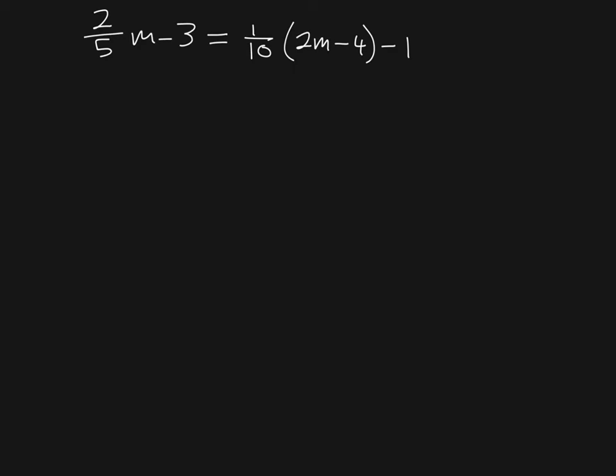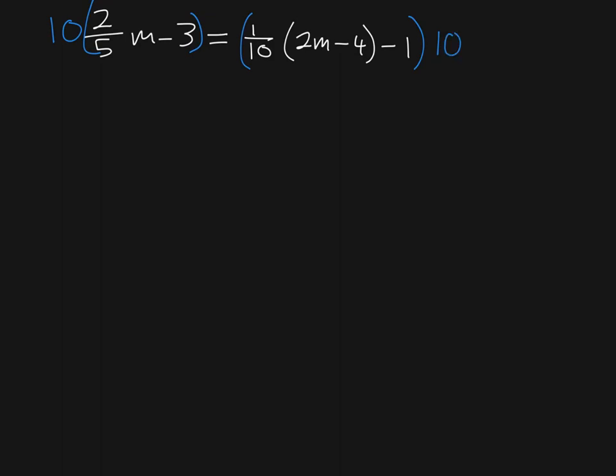Alright, last one. Same type of problem here. I want to multiply both sides by something that's going to eliminate both denominators of the fractions I have. 5 and 10, I know that 10 is divisible by 5 and 10. So I'm going to multiply the left side by 10. I'm going to multiply the whole right side by 10.